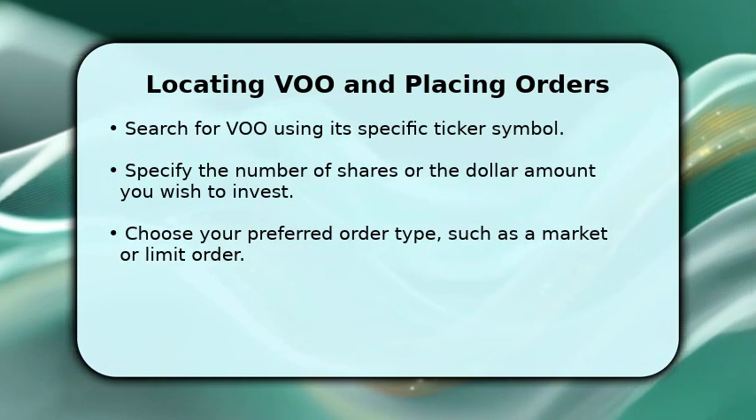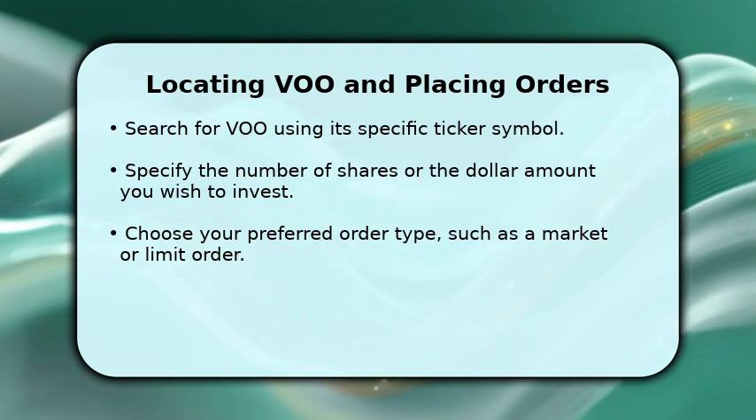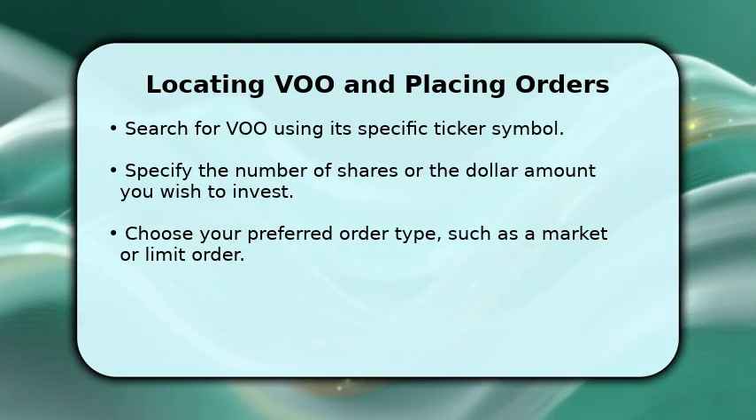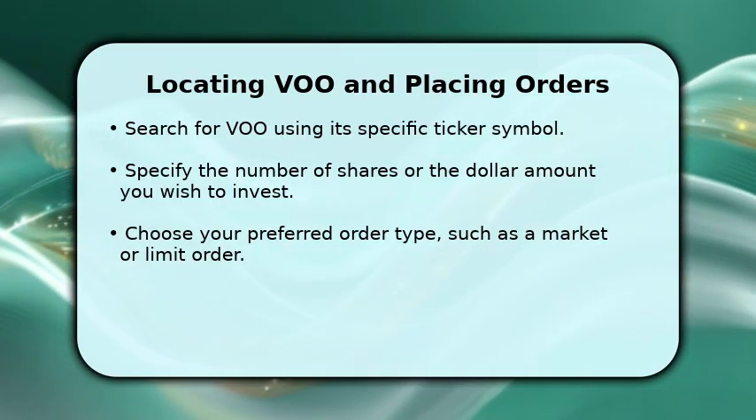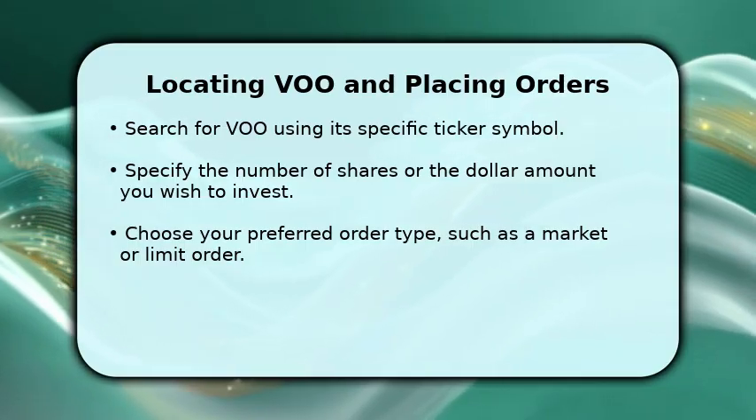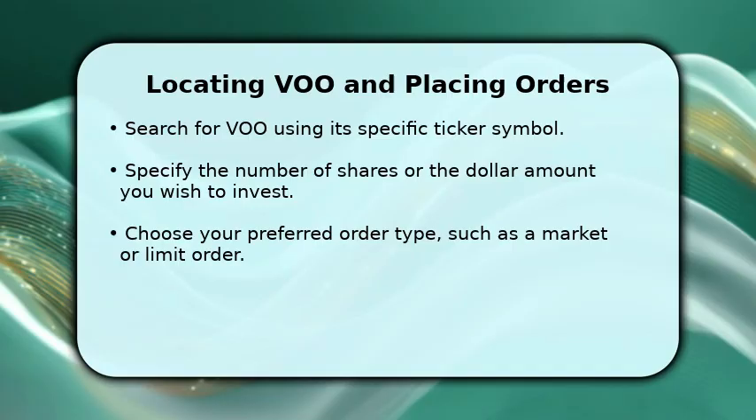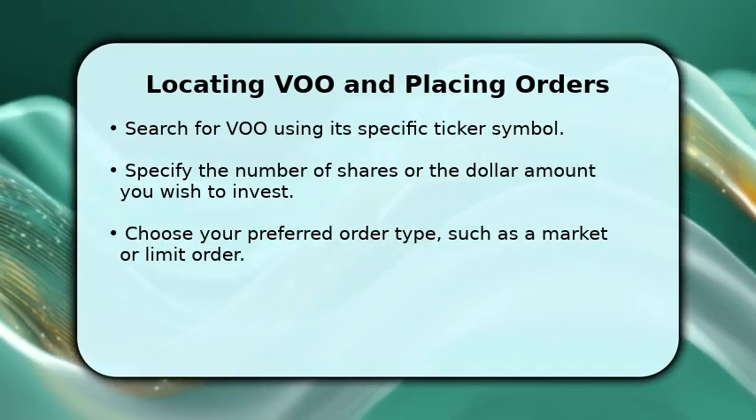Now that you're in the trading section, use the search bar to find VOO by typing its ticker symbol. Once VOO appears, you'll need to decide how much you want to buy. You can either enter the exact number of shares or a specific dollar amount you wish to invest.